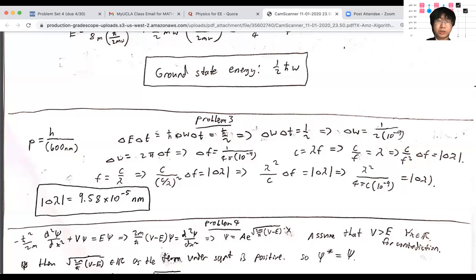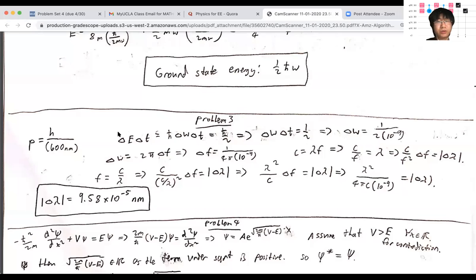Basically, it's an application of the Heisenberg uncertainty principle. The reason why I wanted to share this problem is because light isn't really monochromatic. There's always some variation to it because of the Heisenberg uncertainty principle.